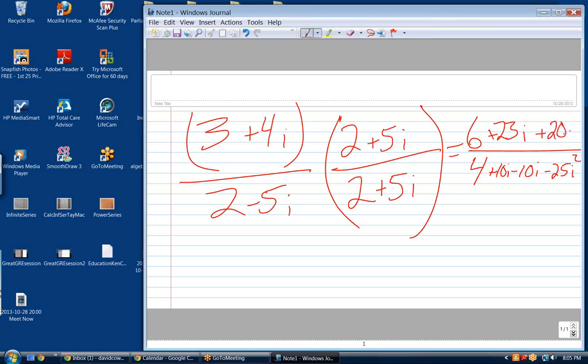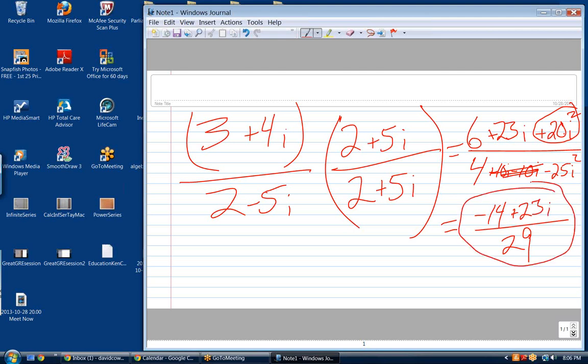So now notice the denominator turns into a real number. 4 minus 25i squared is 29. The numerator, well, this turns into a number. That's minus 20. So now we have minus 14 plus 23i. There's my answer. And I've accomplished what I'm trying to do, which is to get rid of my imaginary number in the denominator. I don't care if I still have an imaginary number in the numerator. That's okay. You just don't want imaginary numbers in your denominator.